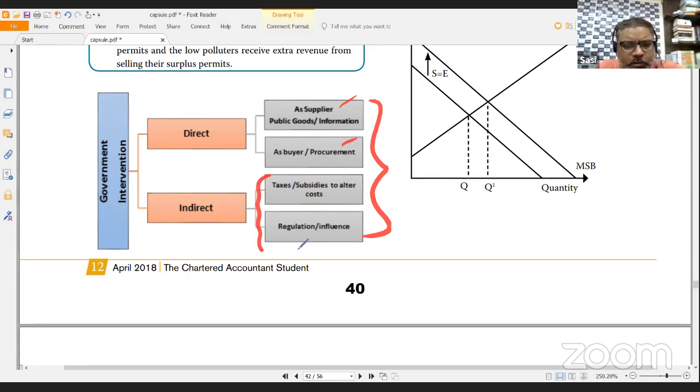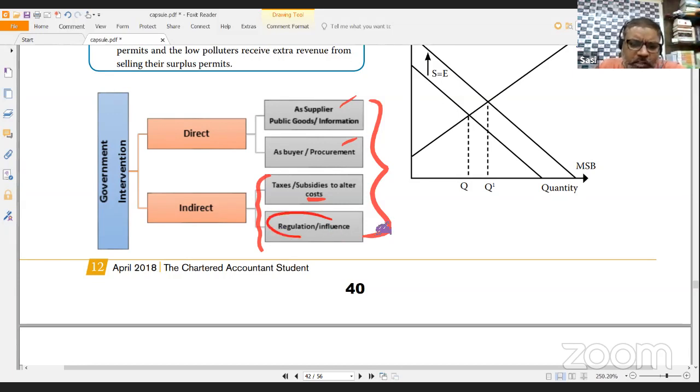Indirect intervention could be in the form of taxes or subsidies. Taxes are to reduce the demand by increasing the cost. Subsidies are to increase the demand by reducing the cost. So ultimately, altering the cost is in the hands of the government, either to tax a product or not. For example, tobacco products are taxed high, and electric vehicles are taxed low, and subsidies are actually given, not even taxed. So that is the policy of the government. Indirectly, the government intervenes in the market like that.